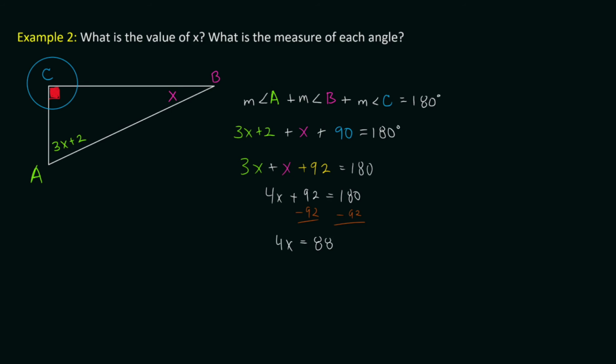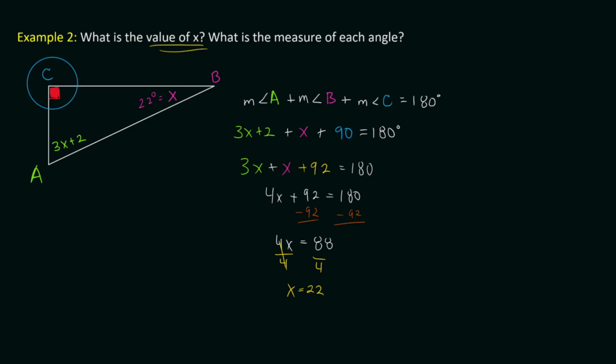Now, 4 times a number that gives me 88. Again, that's going to be 22, but if you still need a bit more assistance, you can use algebra to isolate the x. So then x is equal to 22. So we have found the first part where it says what is the value of x. We have found out that x is 22. That means that angle B is actually 22 degrees.